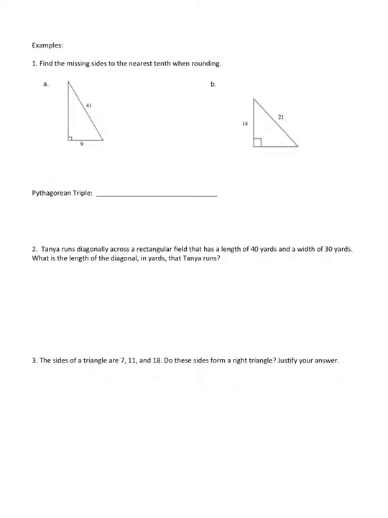Okay, so now we're going to work through a variety of examples for your notes, and then we'll be doing more of this in class. The first one says, find the missing side to the nearest tenth. If I don't get a whole number, we're going to round to the nearest tenth. So the first one here, we have 9 and 41, so I'm going to put my variable here because that's the missing side.